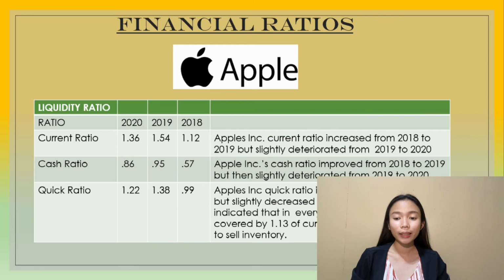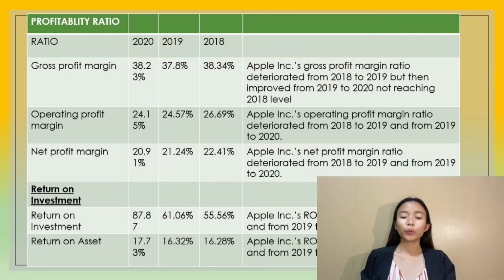It indicated that every $1 of current liabilities is covered by 1.13 of current assets without the need to sell its inventory. So now we go to the profitability ratios. First one is the gross profit margin. A higher gross profit margin means that the company has more cash to pay for indirect and other costs such as interest and one-time expenses.